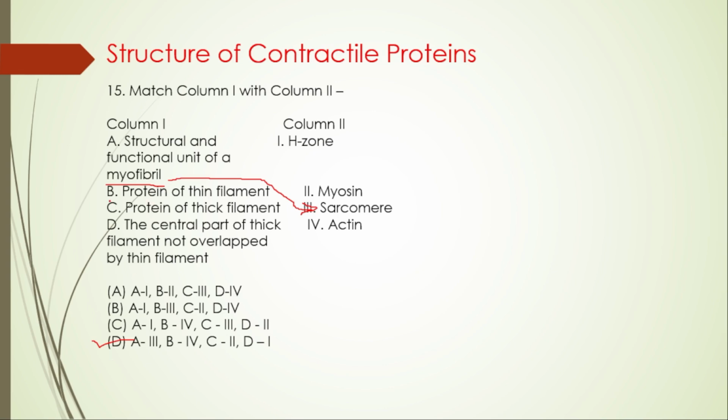B, protein of thin filament is actually actin. B is actin, that is fourth one. Protein of thick filament, that is myosin. C is 2. And then lastly, D is what? H. The central part of thick filament not overlapped by thin filament, that is H zone. So this is the 15th question. The correct option is D.